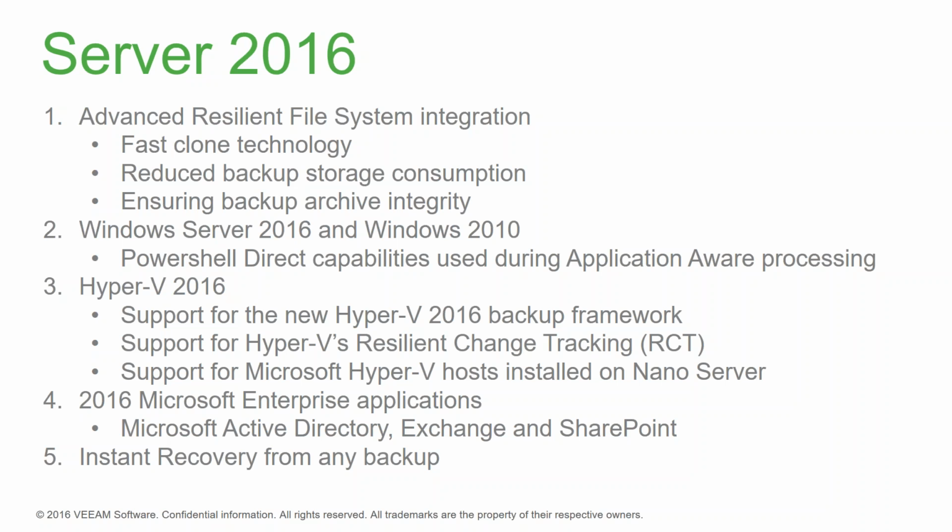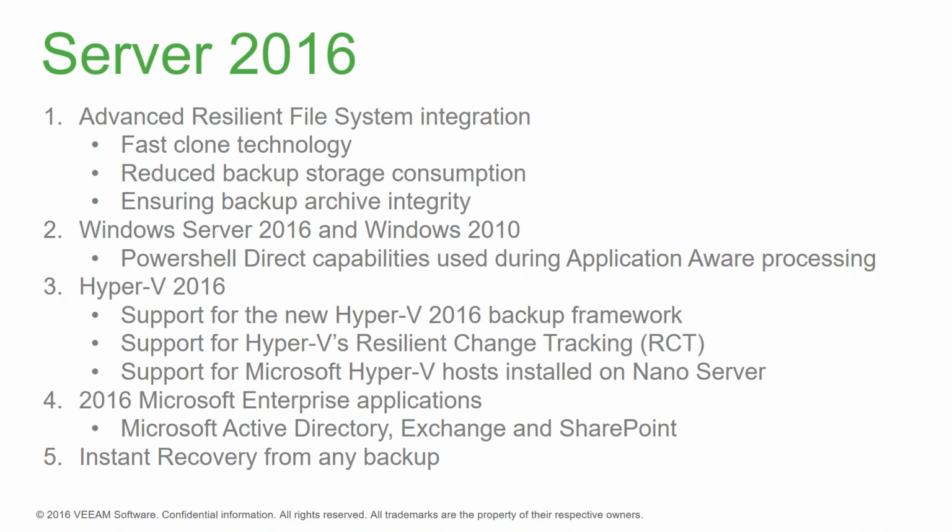Now, we did add a few integrations with Server 2016. The Resilient File System integration and VSS clone was the one that I showed specifically. But we can also use ReFS to help ensure our backup archive integrity, make sure that it's in good shape. We integrate with PowerShell Direct capabilities during the application-aware processing. We support Hyper-V 2016. We use the resilient change tracking. We do support Hyper-V hosts installed on Nano Server. You do have to use an on-host proxy for that, just a heads up. We also support the 2016 Microsoft Enterprise applications, Active Directory, Exchange, SharePoint, and SQL.